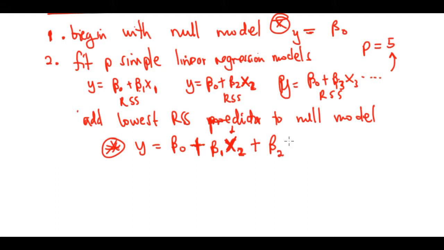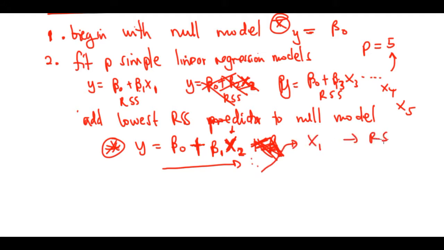Or what we can do actually is, without adding x3, this is now our model, right? x2 is gone. We have x4 and x5 left. What we are going to do is take this new model and add x1, and we calculate the RSS. We're going to say, okay, when we added x1, this was the RSS.